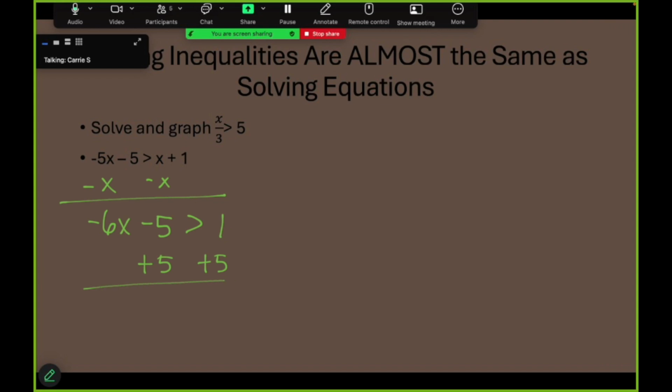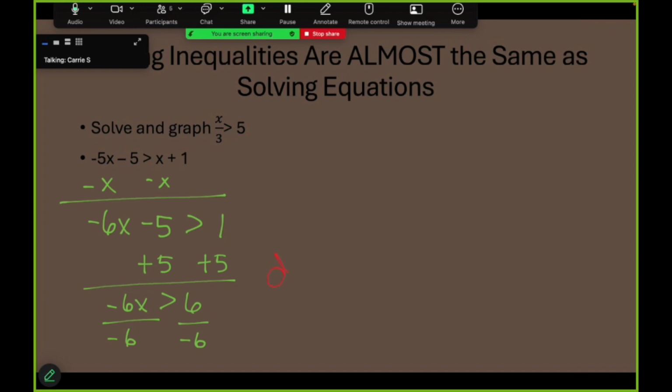Make sure you're showing your work. It's getting harder and harder. There's more details. Negative 6x greater than 6. What do I need to do now? You need to switch it around because it's false. I need to divide both sides by negative 6, but you have to swap the sign around, the greater less sign.